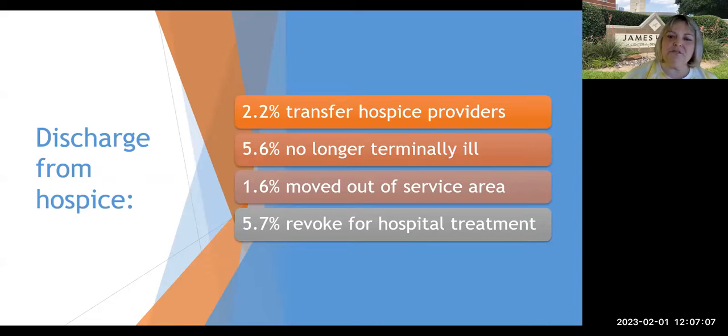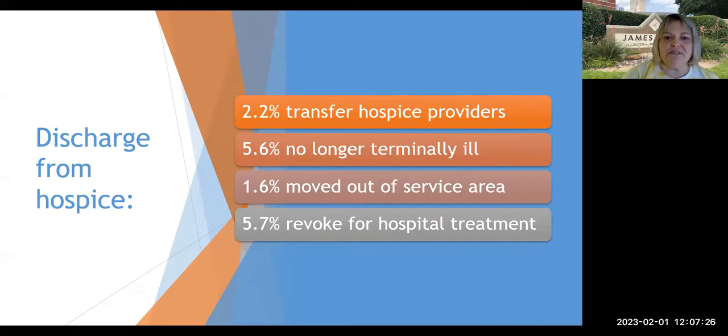So why might a person discharge from hospice? And it does happen. Had this happen before with patients. Sometimes they'll come off of hospice because they're just switching to another hospice. They're going to go to a different hospice. Maybe they're not happy with the one that they've got. And you can do that. You can change hospices. That's not a big deal.